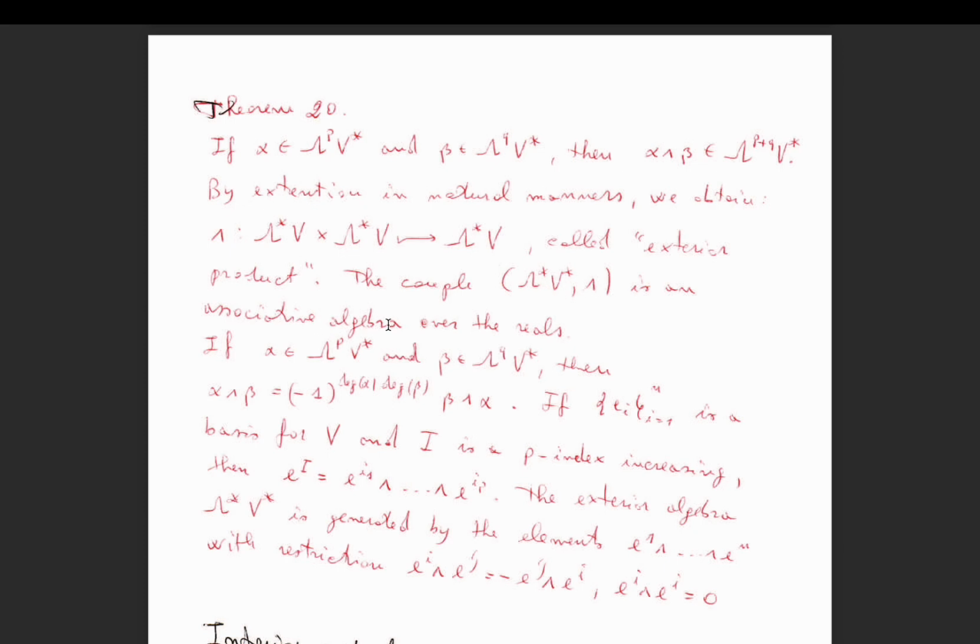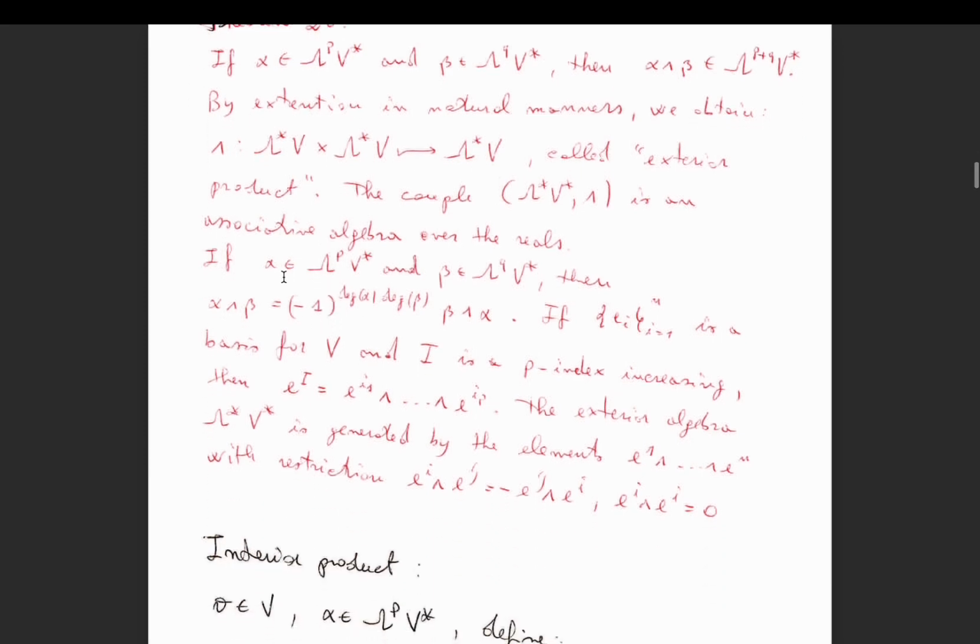Furthermore, if a1, ..., an is a basis for V, and a^1, ..., a^n is a basis for the dual of V, and capital I is an increasing p index, then we have that e^I is equal to e^i1 wedge e^i2 wedge ... wedge e^ip.